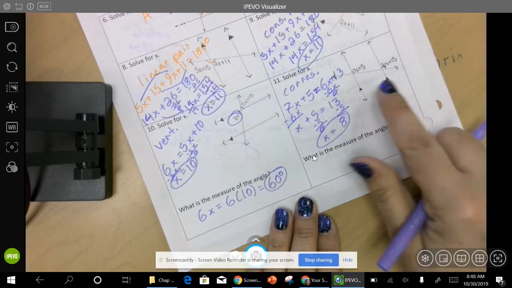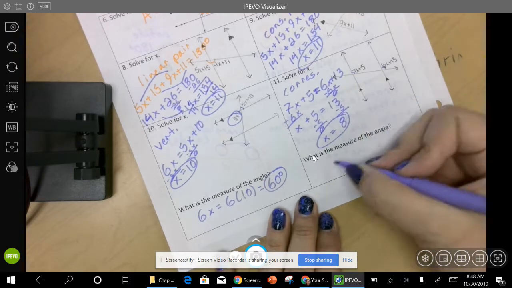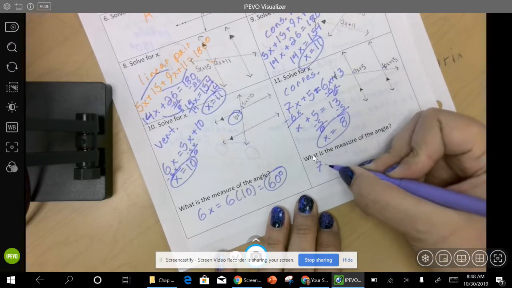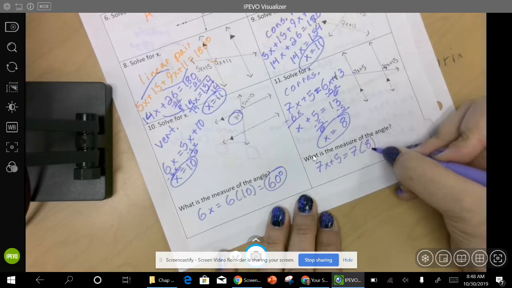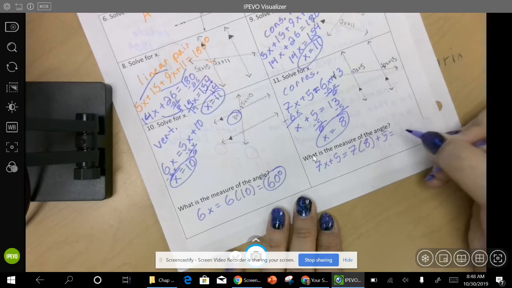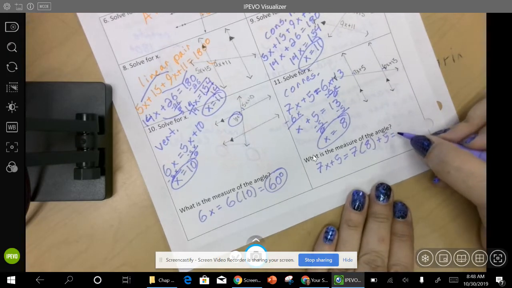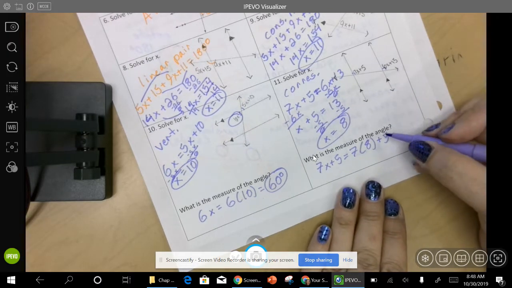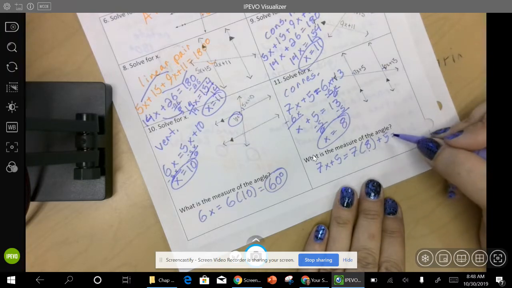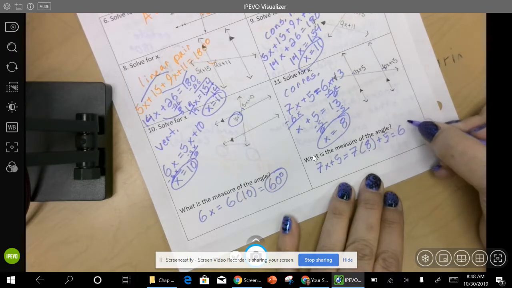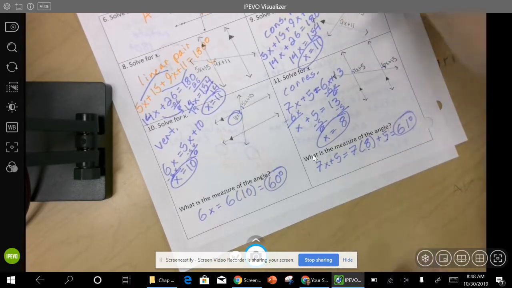So we have a second step. I can choose either one. Okay, so I'm going to do 7. I'm going to substitute in the 8. Okay, 7 times 8 is 56 plus 5. It's going to give us 61 degrees.